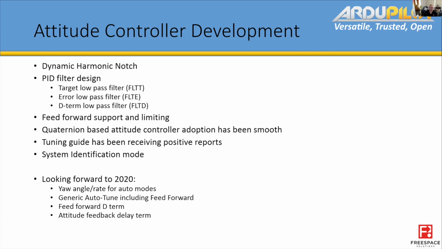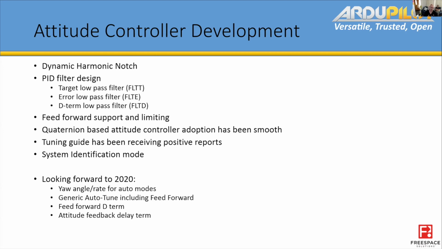So the other thing, Bill, myself and Josh have been working on a feed forward D term and an attitude feedback delay term. Both of these things. The feed forward D term basically allows us to actually do a reaction based command D response going out to the actuators that is higher than what is stable in the feedback loop.